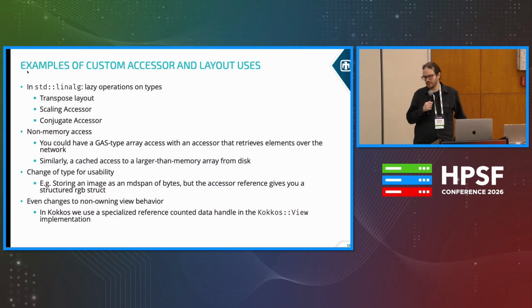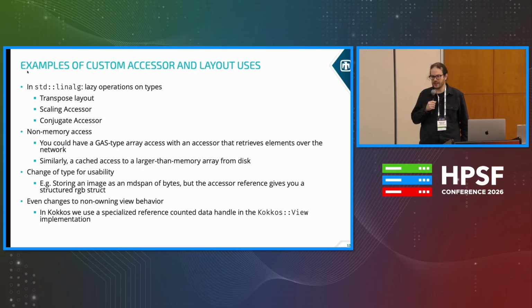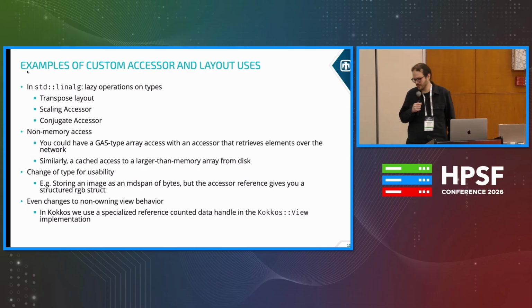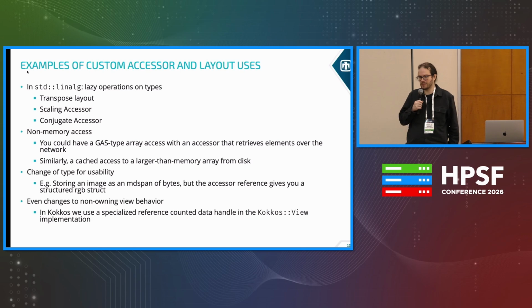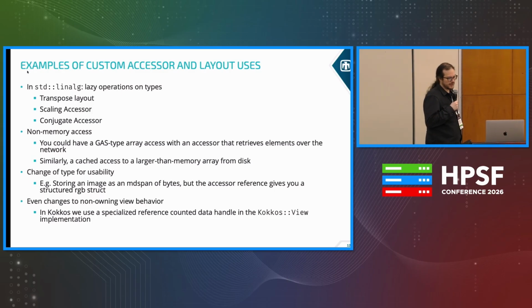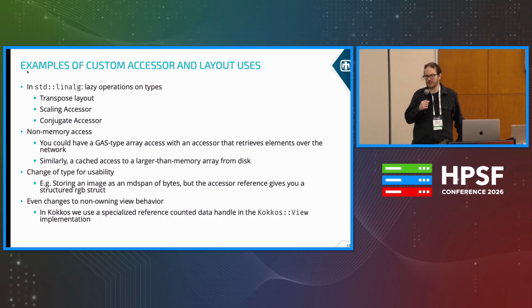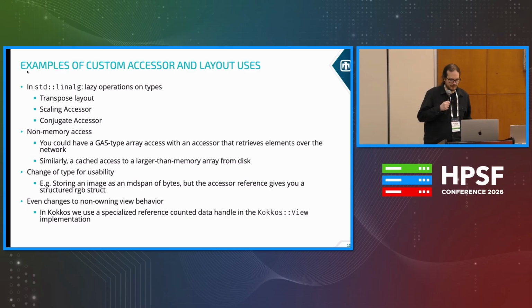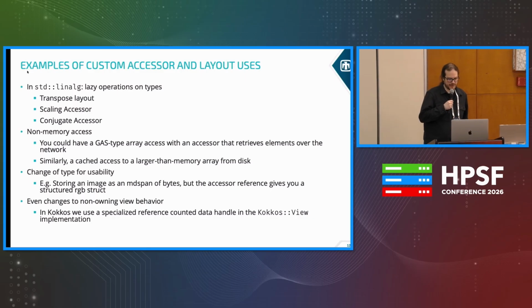You can also, with the accessor, change the reference type for usability. Let's say you're trying to store an image, and you're going to do some image processing on it. Maybe you're going to store it as an mdspan of bytes. But when you actually access one of the elements, maybe you want to access one of the components, like an RGB component, or maybe you want to decompress a block if it's a compressed texture or something like that. So you can do that with a custom accessor.